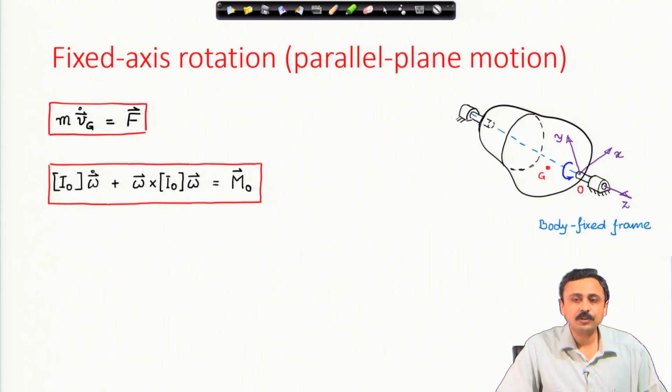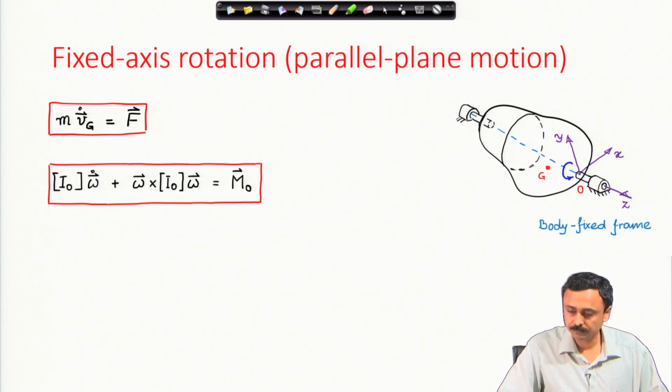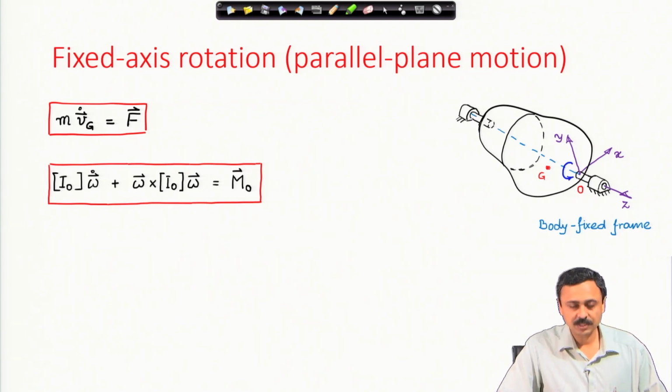Mass times acceleration of center of mass, I have shown the center of mass, it is arbitrarily placed, need not necessarily be on the axis of rotation, is equal to the net force on the body, which includes the support reaction forces. And we have the rotational dynamics equation, which is essentially the angular momentum equation, which we have just now derived.